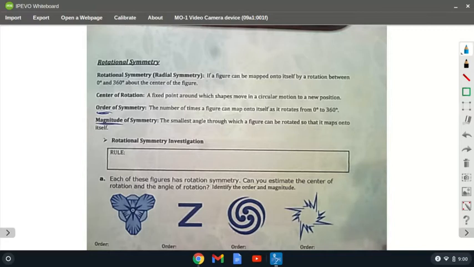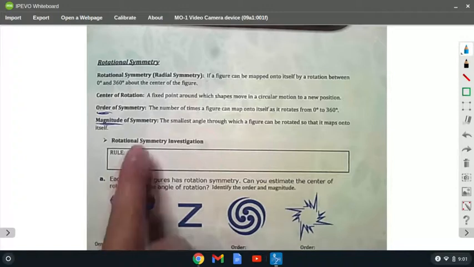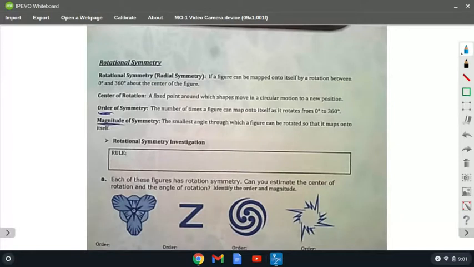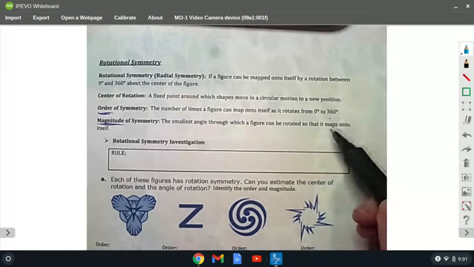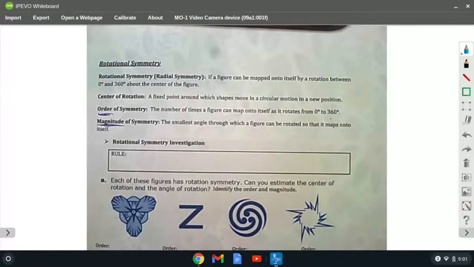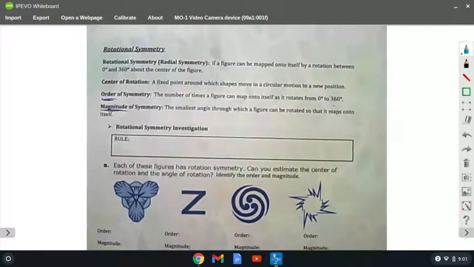The order is the number of times a figure can map onto itself as it rotates from 0 to 360. Some shapes can map onto themselves only once. Some can not map onto themselves at all. Some can map onto themselves multiple times. The magnitude of symmetry is the smallest angle through which a figure can be rotated so that it maps onto itself. So some shapes can only be mapped onto themselves once, which means the only degree would be 360. Some can map onto themselves multiple times, so maybe they map onto themselves every 45 degrees. So things like that can happen.